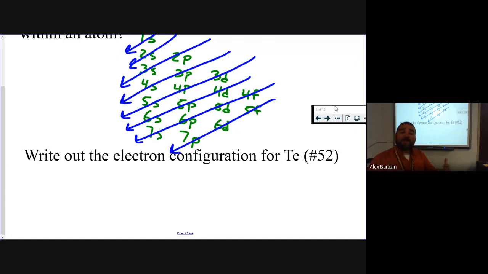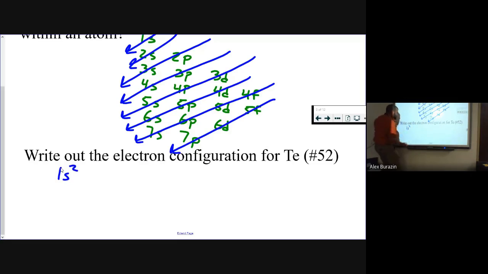But anyway, so the second part here is write out the electron configuration for tellurium. That's element number 52. When you write out the electron configuration, this is where this order comes into play, right? We want to get the order of this correct. All right, so we start with 1s.